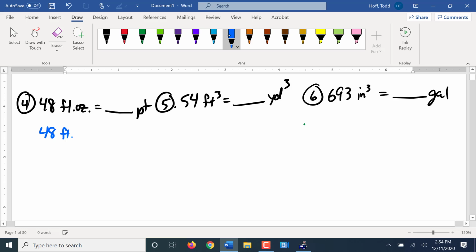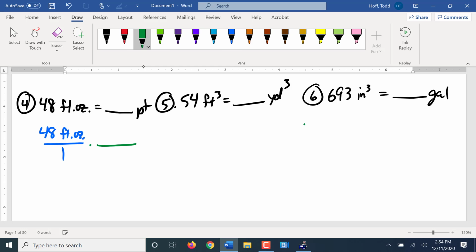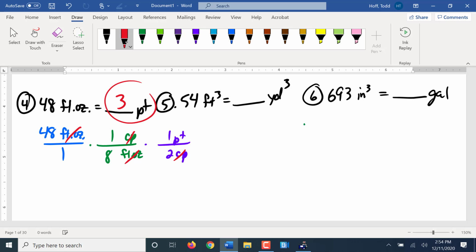48 fluid ounces going into pints. How many fluid ounces are in a pint? There's 16. Technically, we should probably go to cups first. 1 cup is 8 fluid ounces. And then, of course, 2 cups is 1 pint. But either way, 48 divided by 16 is 3 pints.